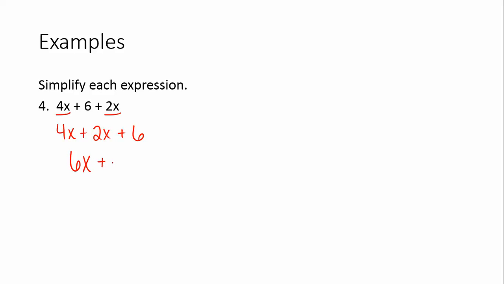This expression has been simplified. There are no like terms left over. I cannot add these two pieces together because they are not like terms. This term has an x, this term is a constant, and so this answer is simplified.